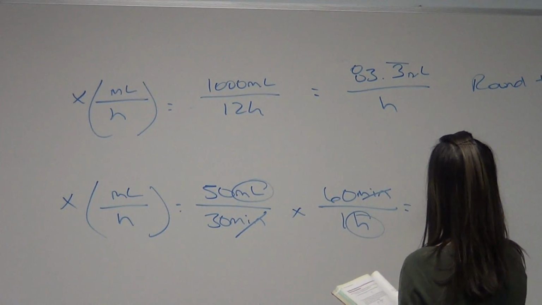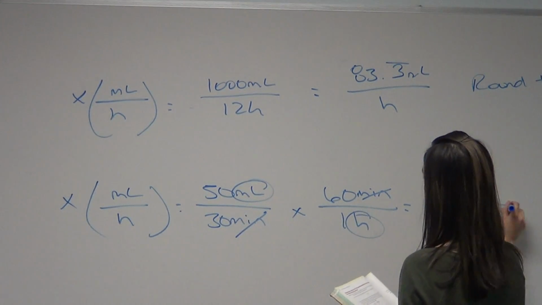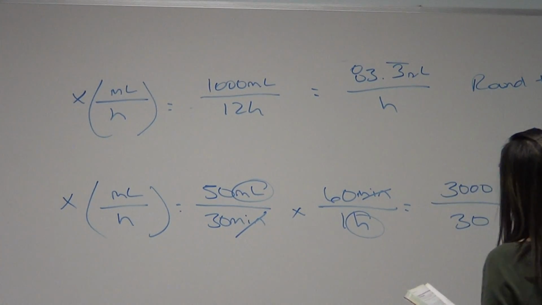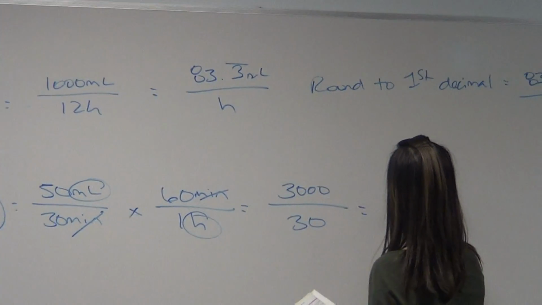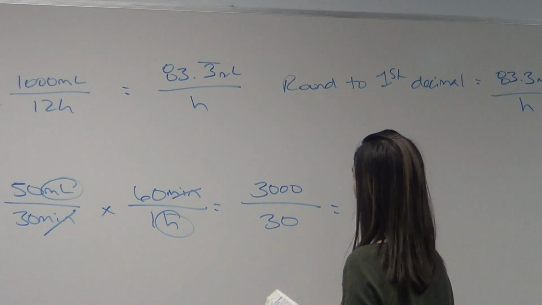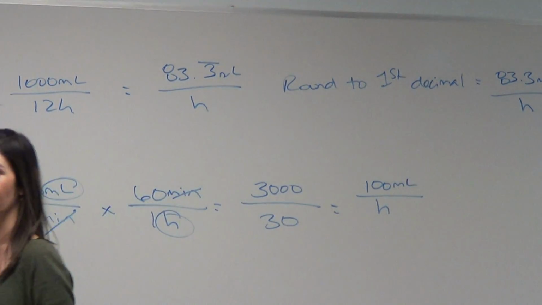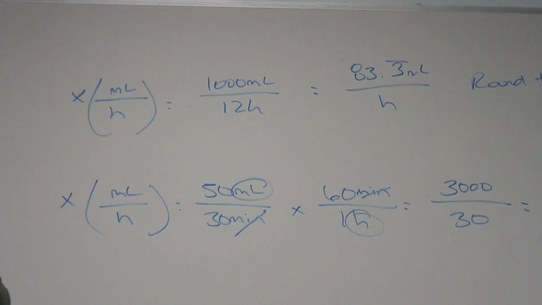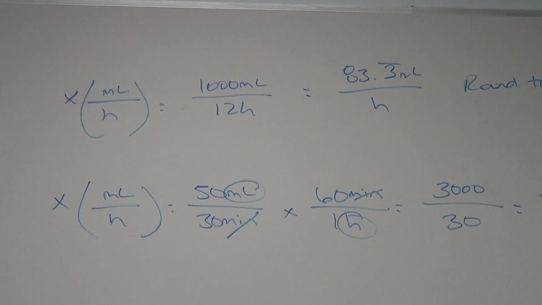And we're left with our X. 50 times 60, 3,000 divided by 30. So again, what's your answer? 100 mLs per hour. How are we feeling about that? Let's do one more. Let's look at example 3 on page 431.